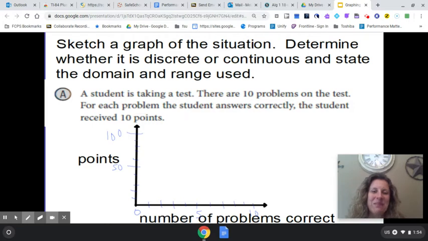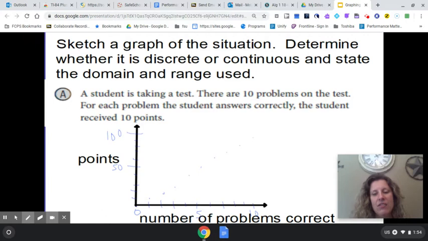Okay, guys, we would go ahead and mark a dot: if we got 0 questions correct, we'd get 0 points. And then our next value, if we get 1 question correct, we get 10 points. 2 questions would be 20 points. 3 questions, 30 points. So we would have dots in this straight line. Hopefully those are lining up correctly.